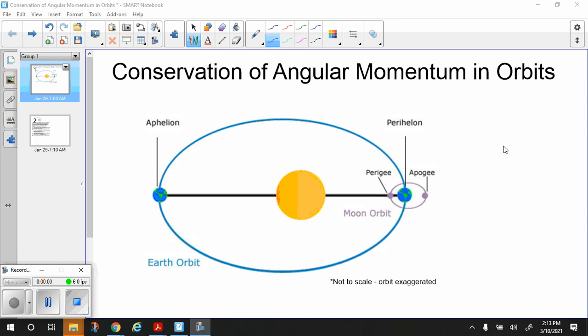We are going to talk about the conservation of angular momentum as it applies to orbits. So here I have a picture of the Earth's orbit around the sun. This is not drawn to scale by any means. The sun is not to scale with the Earth. The Earth's orbit is not this elliptical. If we were to draw it on the page, you wouldn't even be able to tell that it was an ellipse. So this is not to scale.